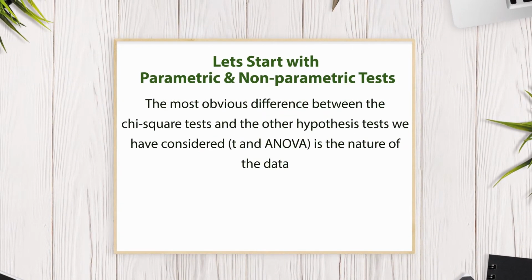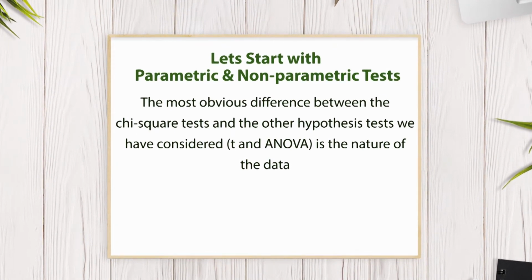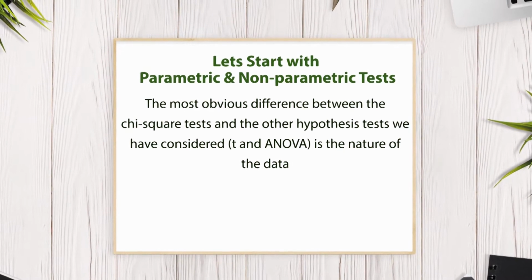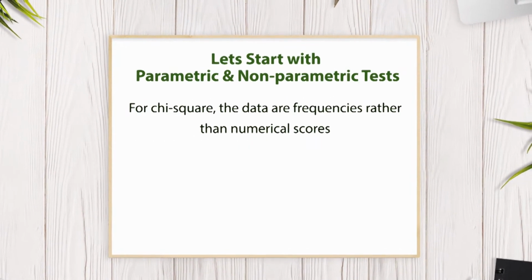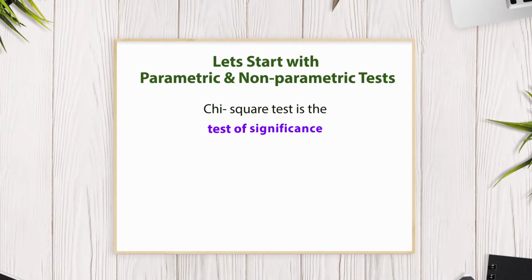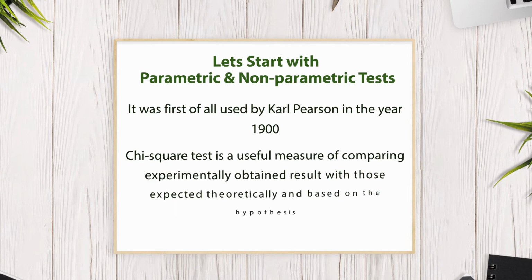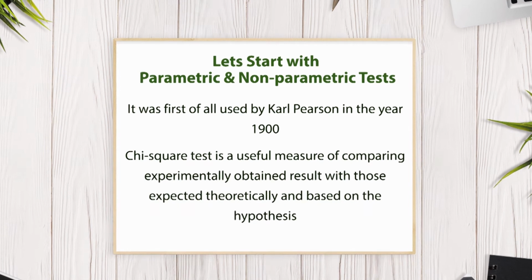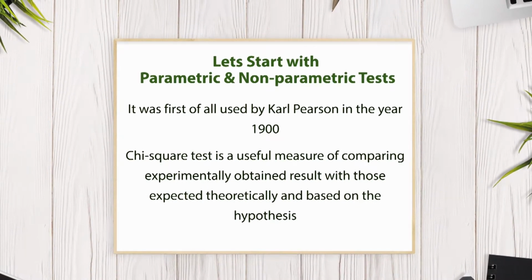The most obvious difference between the chi-square test and the other hypothesis tests we have considered, t and ANOVA, is the nature of the data. For chi-square, the data are frequencies rather than numerical scores. So the chi-square test is a test of significance. This we have to take into consideration. It was first used by Karl Pearson in the year 1900. The chi-square test is a useful measure for comparing experimentally obtained results with those expected theoretically, based on the hypothesis.